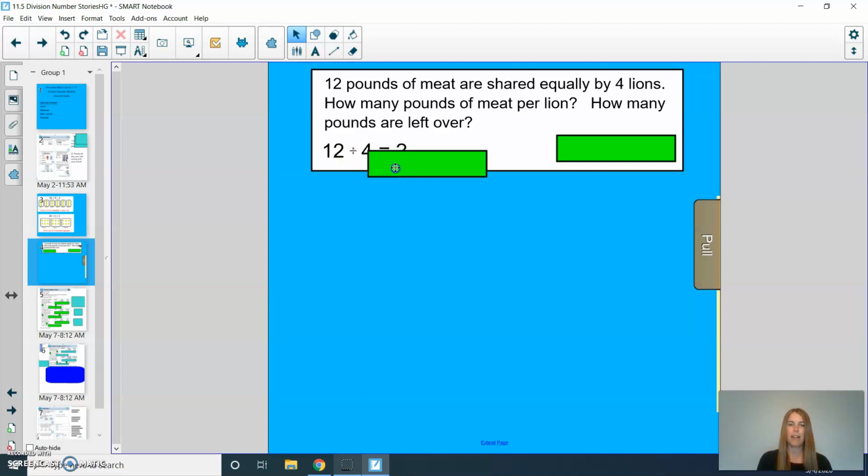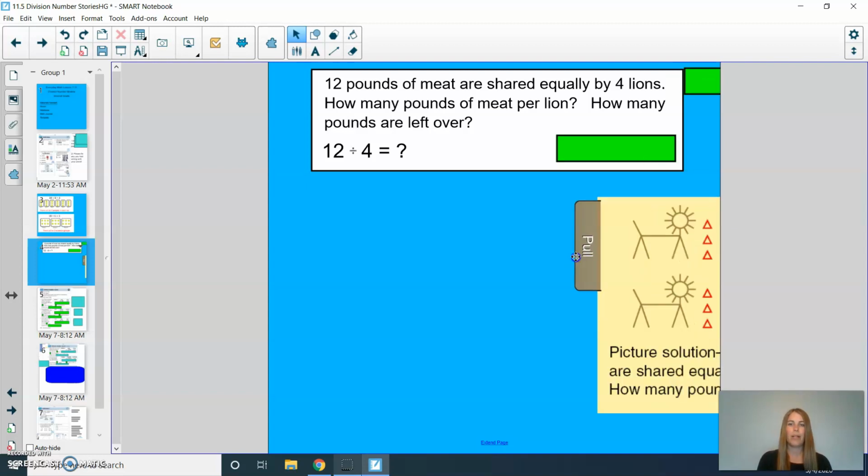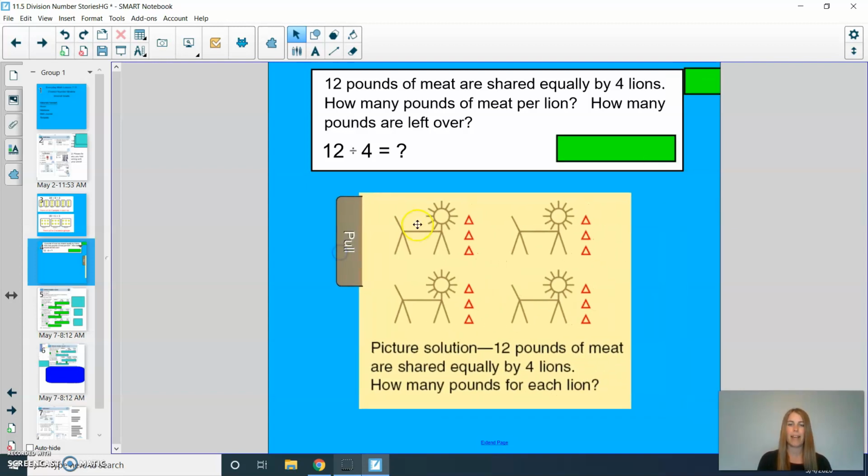So for the number model, if I have 12 divided by 4, and I want to think, so I have my 4 lions, and I divided out the 12 pounds of meat evenly between the 4 lions, I can see that each lion is going to get 3 pounds of meat. So 12 divided by 4 is equal to 3. And notice how there's nothing left over. So I would not have any pounds left over.